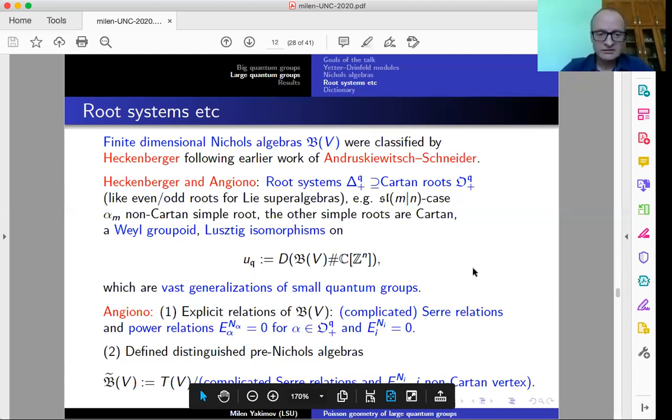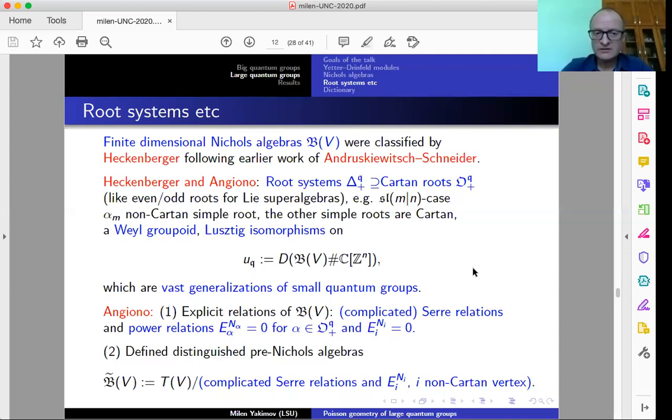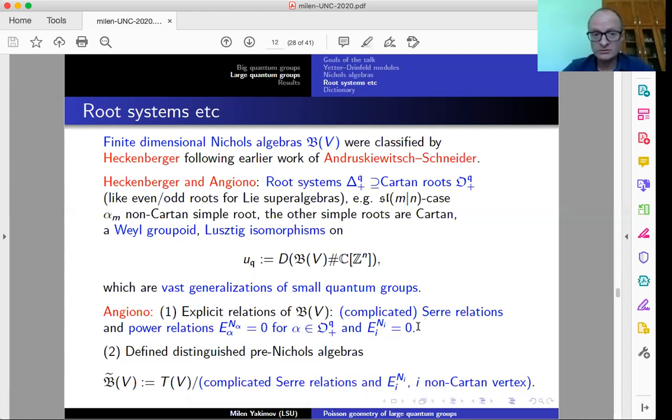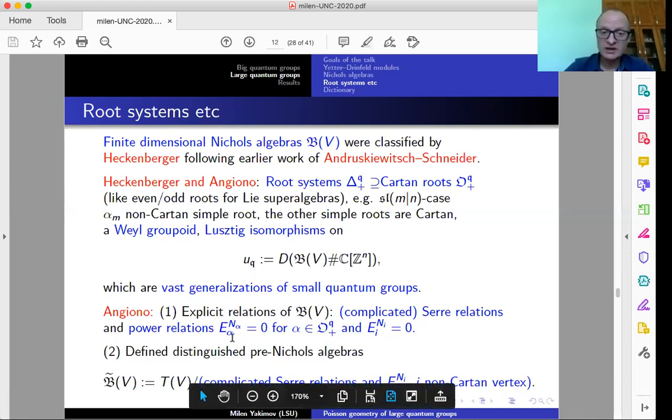And then Iván defined this very important notion of distinguished pre-Nichols algebra, which is an intermediate quotient between the free algebra, the tensor algebra on V, and the Nichols algebra. And these are the quotients of the tensor algebra, or the free algebra, by the complicated Serre relations, together with these relations that e_i raised to the power n_i is 0 for non-Cartan vertices. So think that these are just the analogs of isotropic odd roots. And all the other relations, e_alpha raised to the power n_alpha, are taken out of the picture.